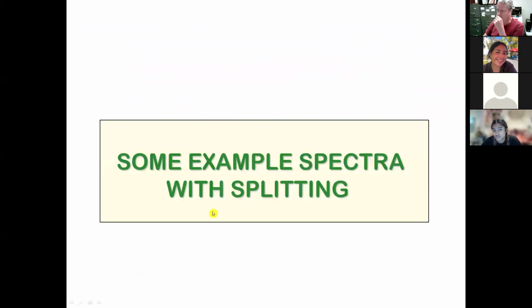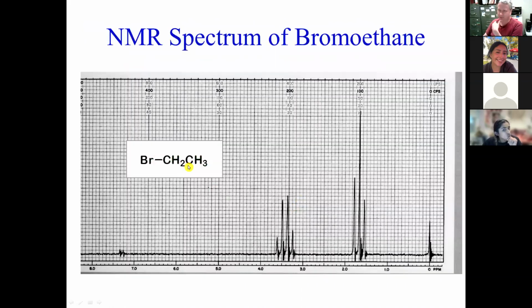All right, let's show some examples now with splitting. Okay, so this is ethyl bromide, bromoethane. We're talking about old, obsolete NMR machines. This is 60 megahertz, so this is really old, but it still shows the key stuff, right? Well, we have a CH2 and a CH3. Which is which, based on chemical shift? Well, the bromine's probably the CH2 at 3.5, and then the methyl is the other one, 1.7. But what splitting do we have? A quartet and a triplet.